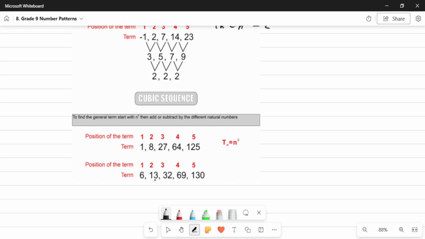Now look at the sequence: I have 6, 13, 32, 69, and 130. Find the first differences. 13 minus 6 is 7. 32 minus 13 is 19. The fact that we don't have a constant first difference means we are not dealing with a linear sequence. So take that out. Then let's look at the next one. 13 over 6 is equal to what? 2,166 recurring. Then 32 over 13 is what? 2,45. The fact that these are not the same means we don't have a constant ratio, which implies that we're not dealing with a geometric sequence.